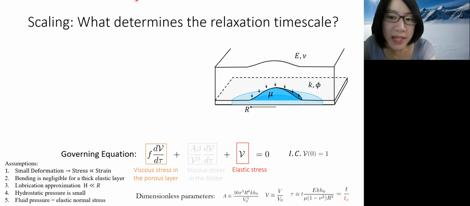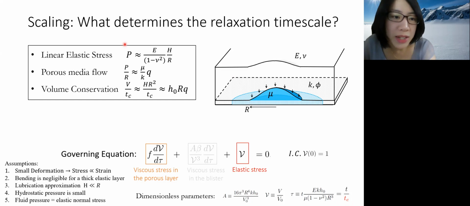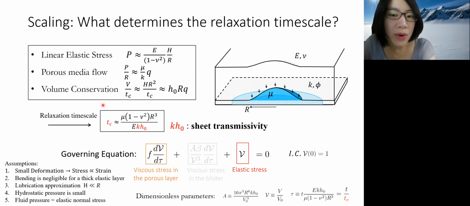Now let's look at the time scale that we use to rescale time. We can understand this relaxation time scale through a simple scaling argument by balancing the elastic stresses with the viscous pressure in the porous layer and considering the volume conservation law. We find that the relaxation time is inversely proportional to the sheet transmissivity and also depends on the radius of the blister. Note that the transmissivity is the permeability of the sheet times the thickness.